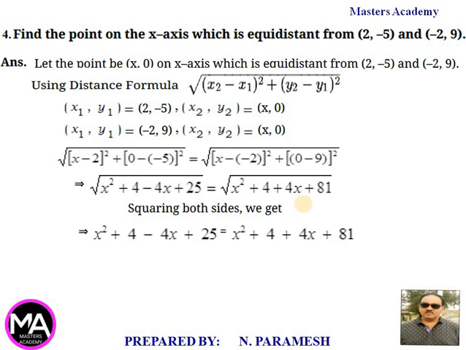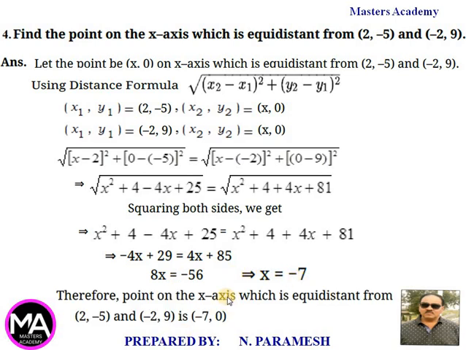Squaring on both sides we get x square plus 4 minus 4x plus 25 is equal to x square plus 4 plus 4x plus 81. X square gets cancelled, minus 4x plus 25 is equal to plus 4x plus 85. Shifting variable on one side and numbers on one side, plus 4x, minus 4x shifted to the other side plus 4x, that is 8x is equal to 25 minus 85 is minus 56, divided by 8, x is equal to minus 7.